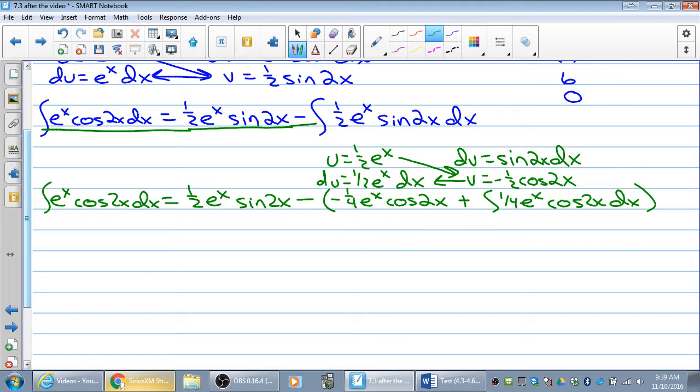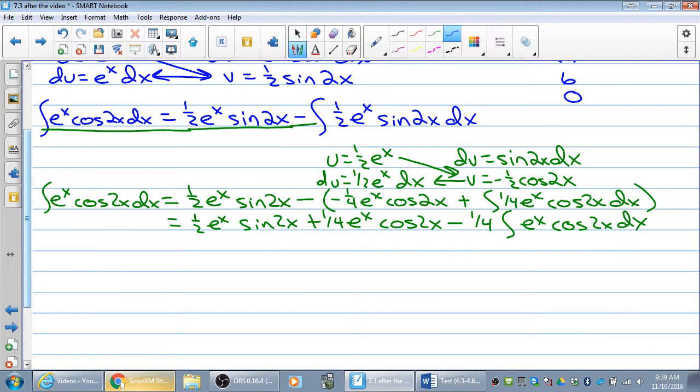Go ahead. Where does the other integral one, oh, you split that, never mind. Okay. This is equal to 1/2 e to the x sine of 2x plus 1/4 e to the x cosine of 2x minus 1/4 integral e to the x cosine 2x dx.